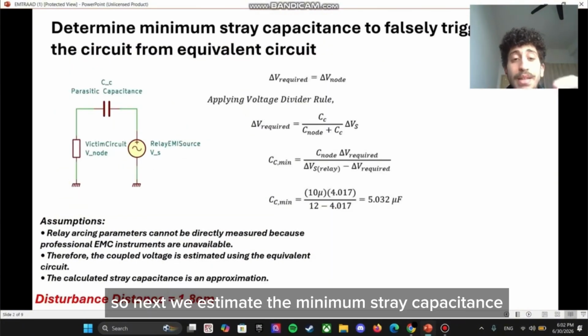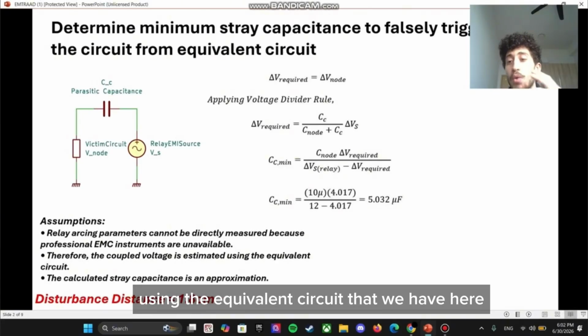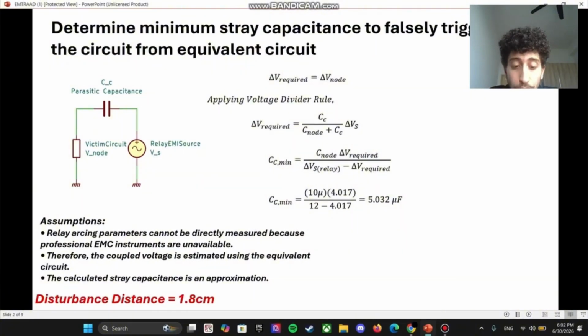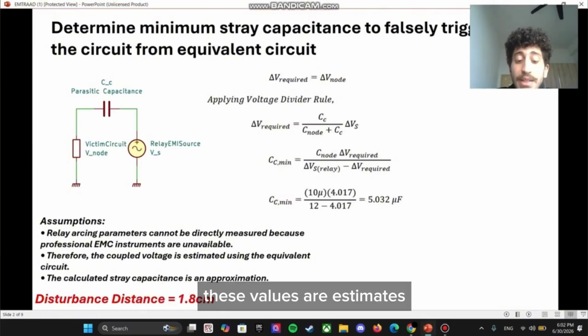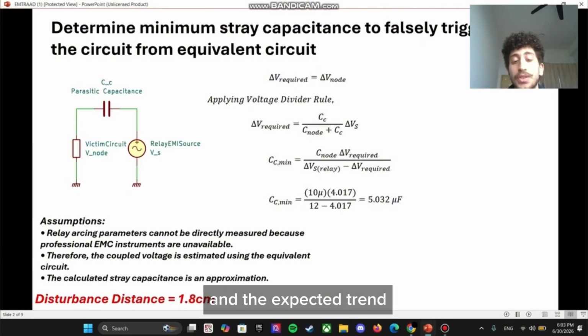So next, we estimate the minimum stray capacitance required to cause the premature triggering, using the equivalent circuit that we have here and by applying the voltage divider rule. We calculate an approximate value since professional EMC instruments were unavailable. These values are estimates, but they are sufficient to demonstrate the coupling mechanism and the expected trend.